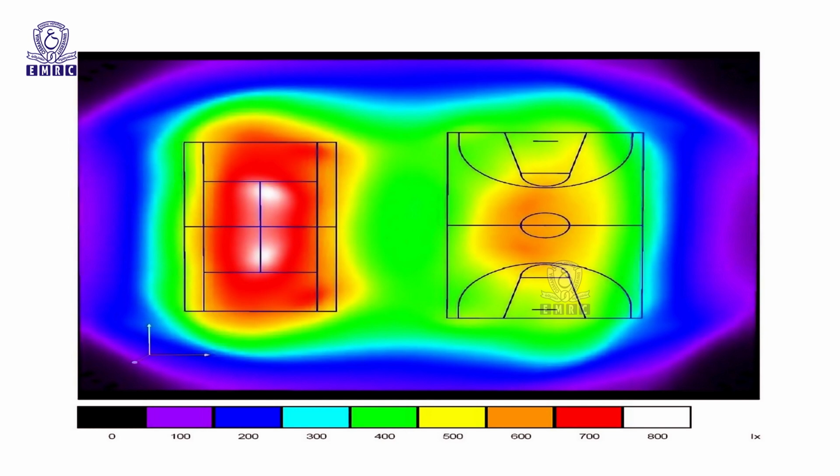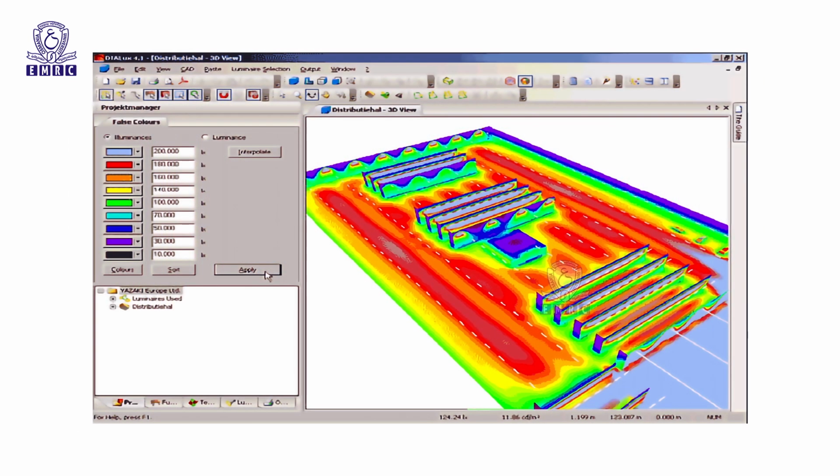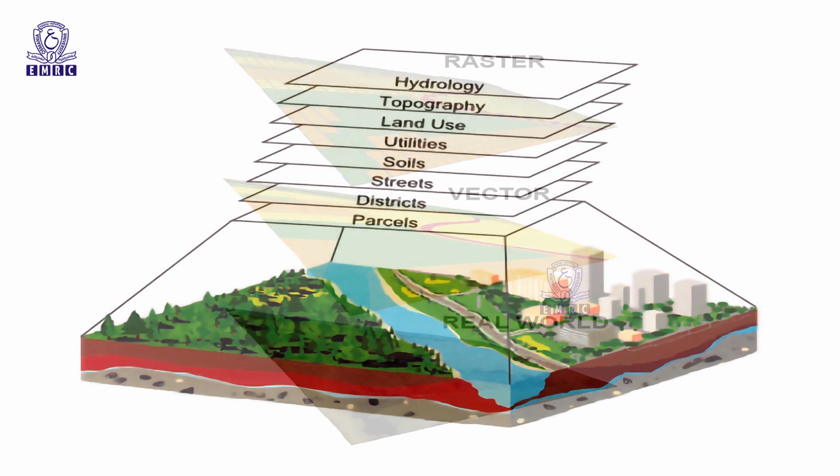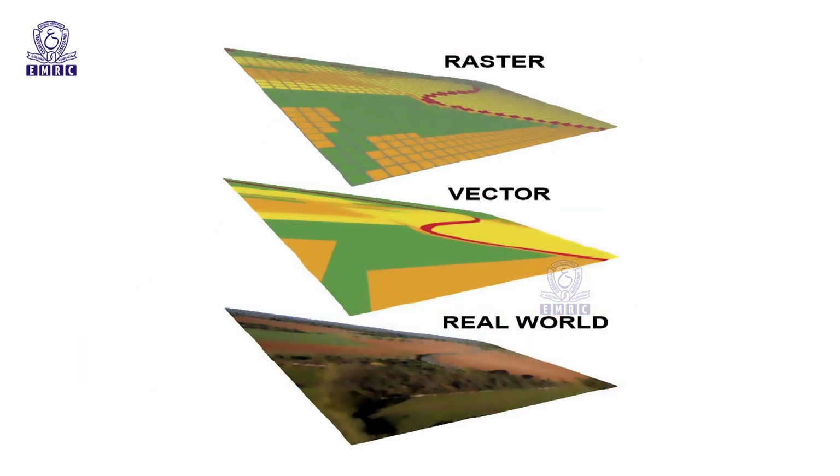Since digital data are collected and stored in various ways, data sources may not be entirely compatible. So, GIS must be able to convert geographical data from one structure to another. Spatial data may be converted between raster and vector data models.